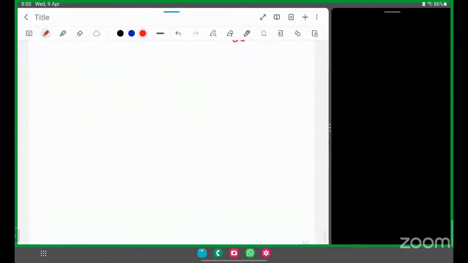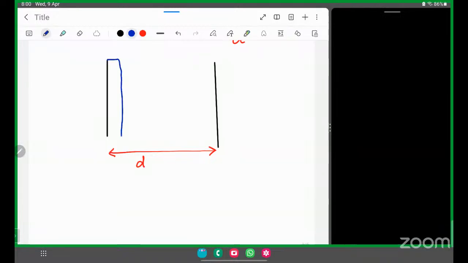Now another case in a parallel plate capacitor: if this is a parallel plate capacitor with separation D and we put different dielectric slabs between the two plates. This slab is of thickness T1 and dielectric constant K1. Then there is another slab with thickness T2 and dielectric constant K2, and so on. We have the nth dielectric slab with dielectric constant Kn and thickness Tn. In this case, what will be the value of capacitance C?